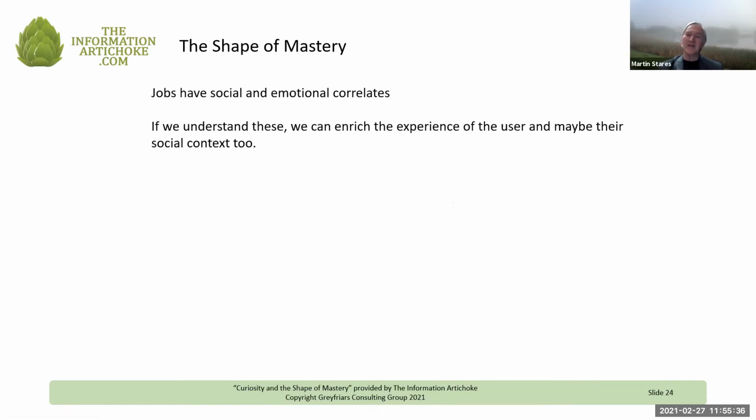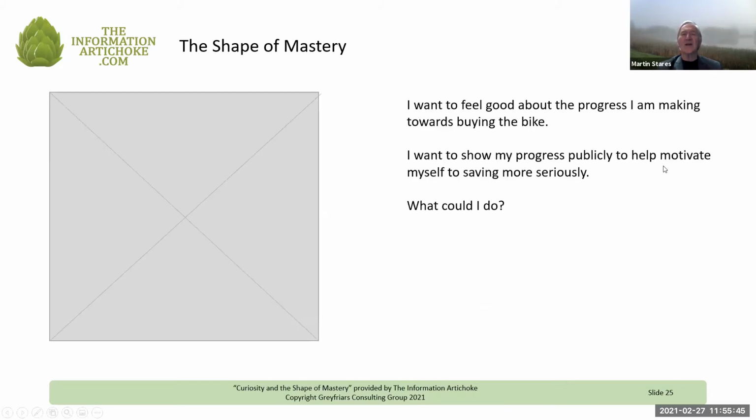There's some other aspects to this approach. Jobs have emotional and social correlates as well, and we can play with these a bit. So if we go back to our teenager, he may have emotional and social goals like this. I want to feel good about the progress I'm making towards buying the bike. I want to show my progress publicly to help motivate myself to saving more seriously. What can I do?